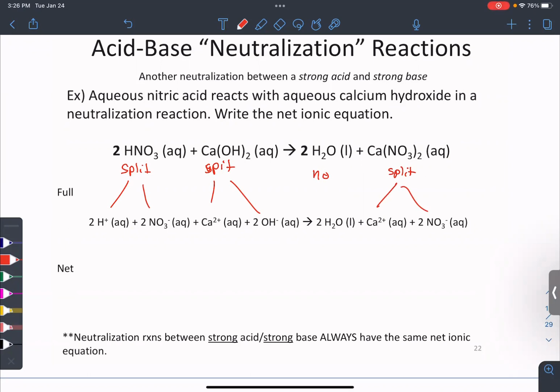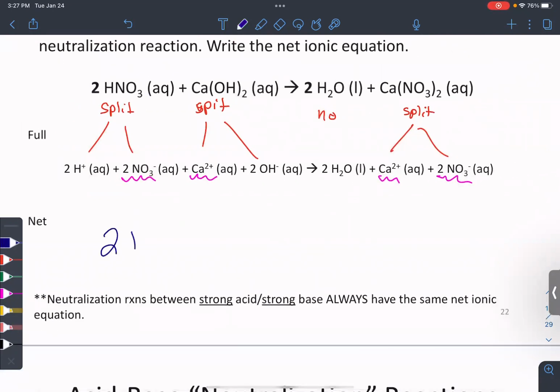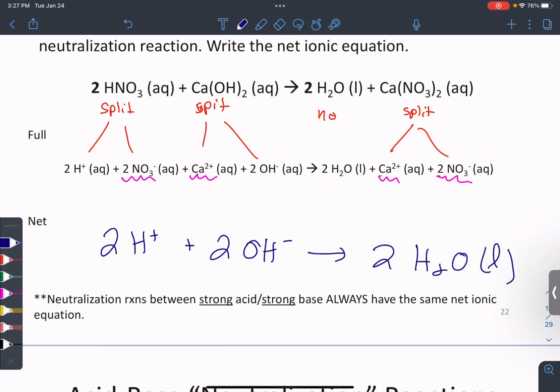So looking through these, can you identify the spectator ions? Spectators, calcium. It's the exact same on both sides. What else is a spectator? Nitrate. So rewriting this equation, we just rewrite it without these spectators. So you have 2H+ plus 2 hydroxides gives 2 H2O liquid. So you see for this net ionic equation, it's actually the exact same as the previous one. It's just that there's 2 of them.